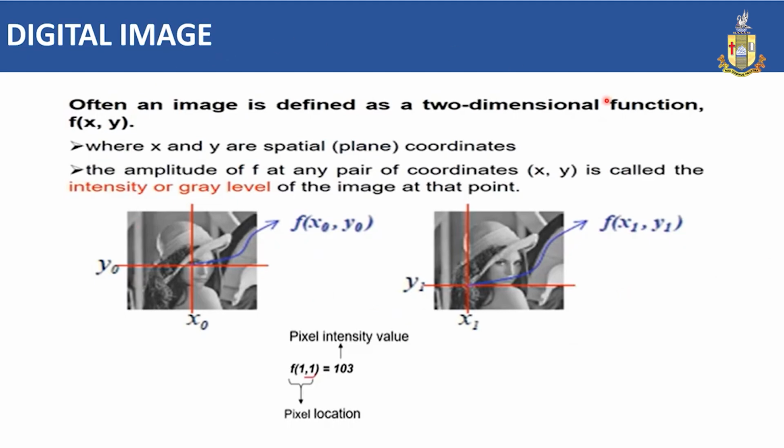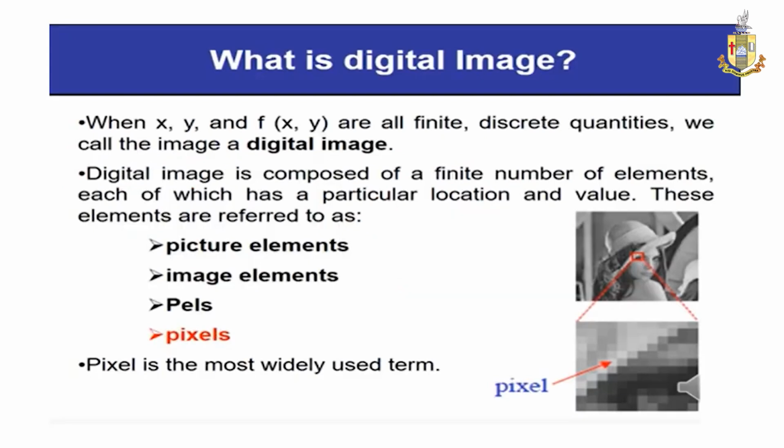The digital images are represented as a two-dimensional function f(x, y), where x, y are the spatial coordinates, that is a location, and f is an amplitude. So the digital images are represented as finite or discrete quantities called a pixel element or a picture element. It is nothing but the intensity values ranging from 0 to 255.